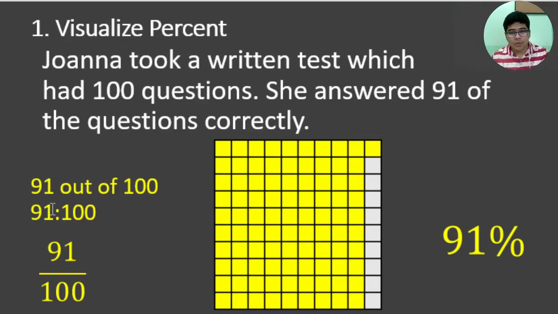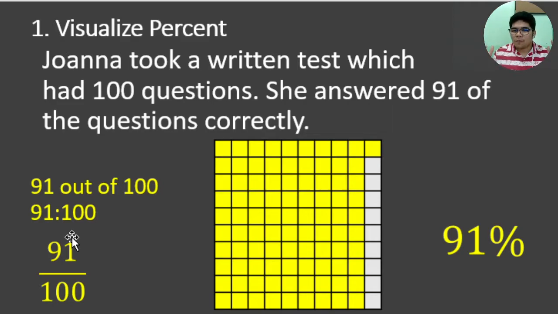Or as a ratio, 91 is to 100, as we have discussed in the previous video. If you watched that, if not, watch it now. Okay, and then our fraction is 91 over 100, as a fraction of the questions answered correctly and the total number of questions. So we can express all of those in that way. But we can also express it as a percent.